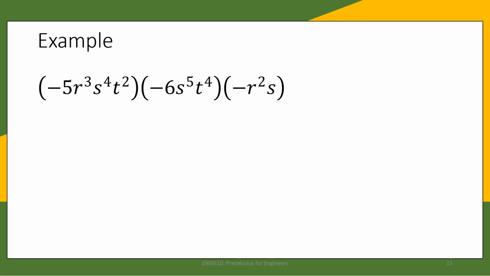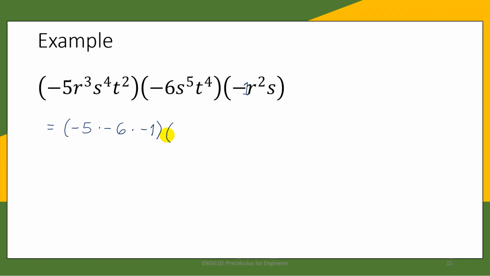This example is a little bit the same with the first one, only this time we are multiplying 3 expressions together. But the principle is the same. First, we need to multiply all the constants first. So that's negative 5 times negative 6 times, if you take a look at the third expression, there is no number before the variables. But there is an invisible 1 right here. There is a 1, so times negative 1.